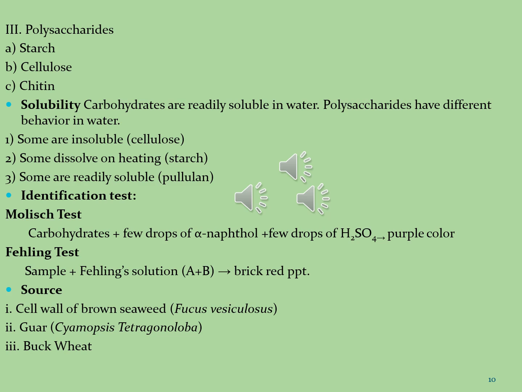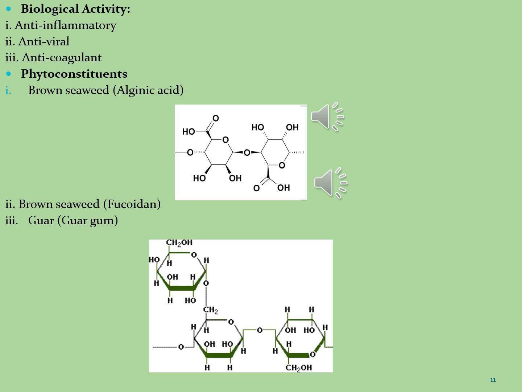Now we discuss some important and very common sources from which carbohydrates are extracted, and those sources are the cell wall of brown seaweed, guar, and buckwheat. Carbohydrates are biologically active. You can see over here the activity of some important carbohydrates, which work as anti-inflammatory, antiviral, and anticoagulant agents. Now we discuss some important phytoconstituents that are present in the category of carbohydrates.